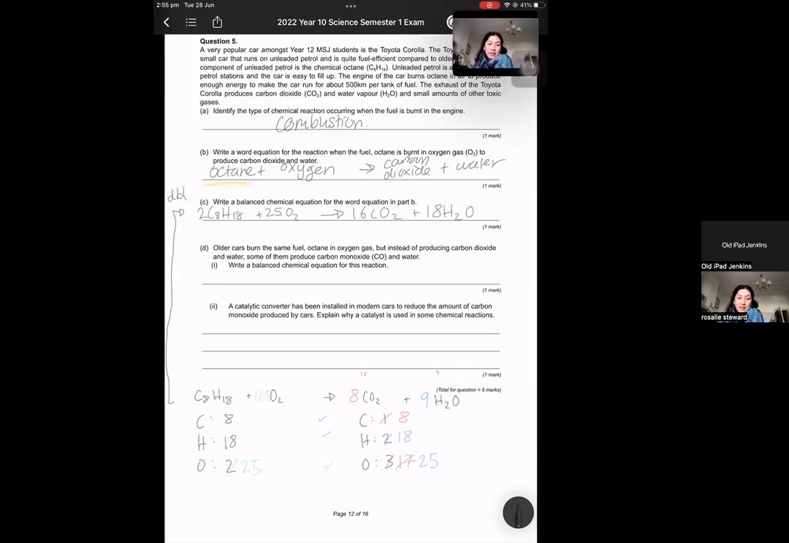That was a tricky one. It did take a bit longer. Not impossible, but longer. Just take care, just take time. Remember that oxygen is always O2.